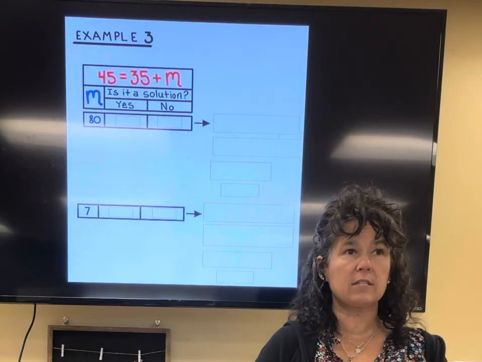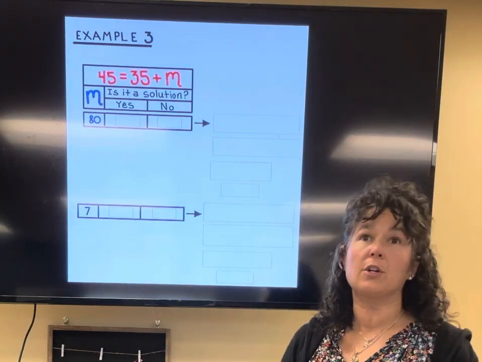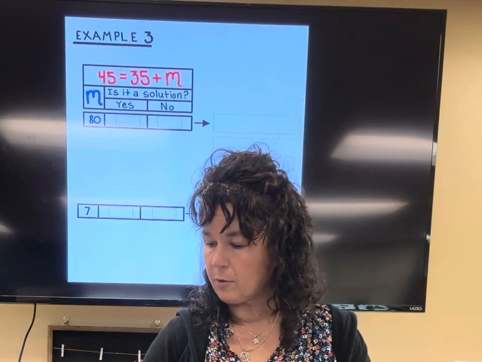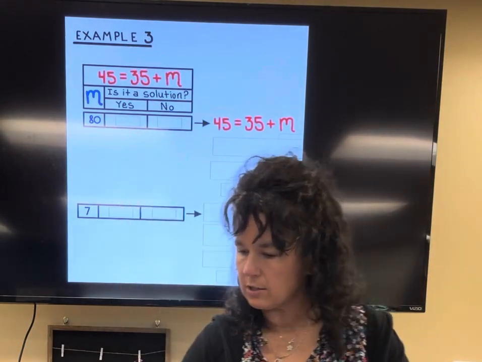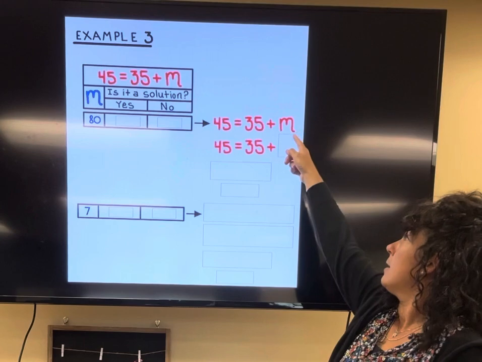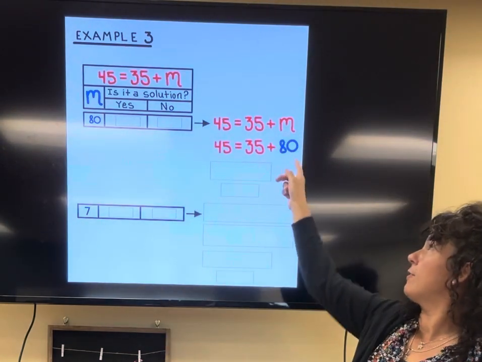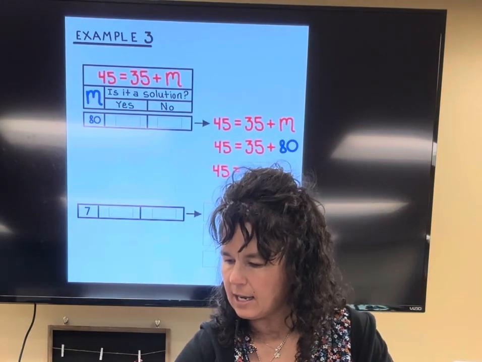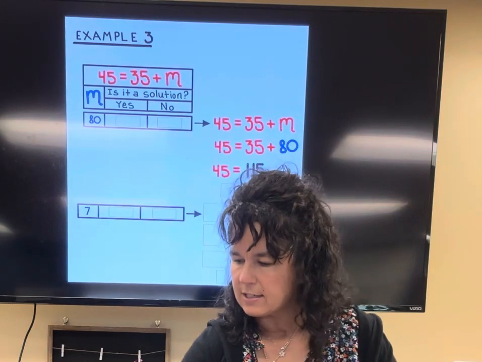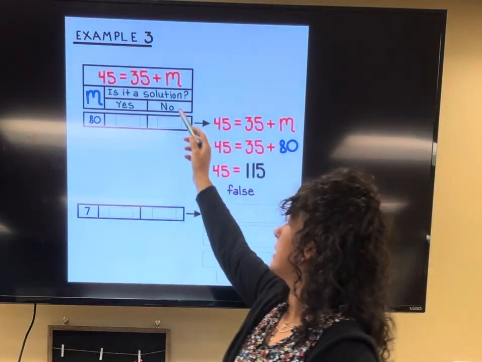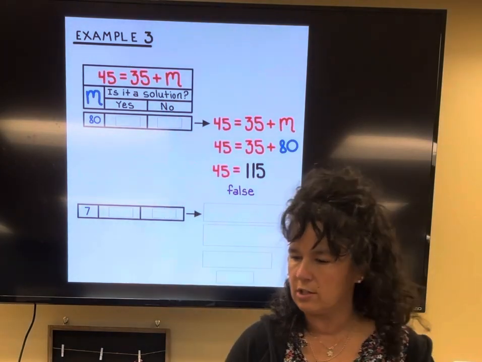Feel free to work on this topic while I do the last example if you've got it down. If I have 45 equals 35 plus m, I start off with my original equation. It wants to know, is 80 a solution? So I'm going to replace the m with the number 80. When I simplify 35 plus 80, I end up getting 115, which is not 45. Since that's false, I'm going to come up here in my table and indicate that the number 80 is not a solution to this equation.